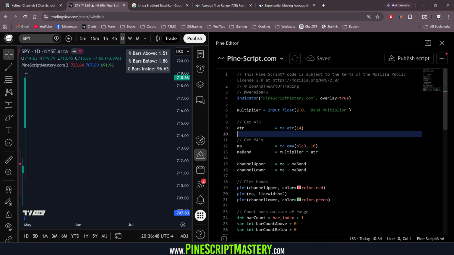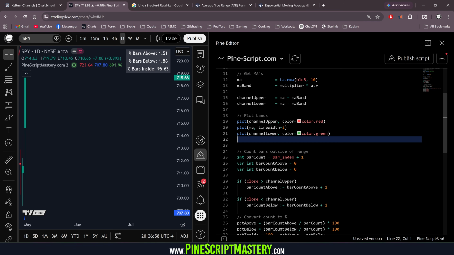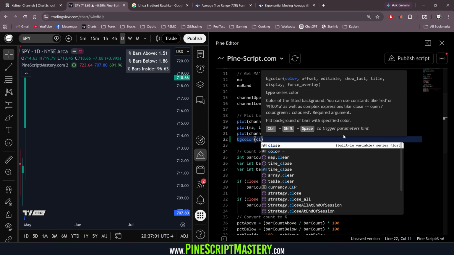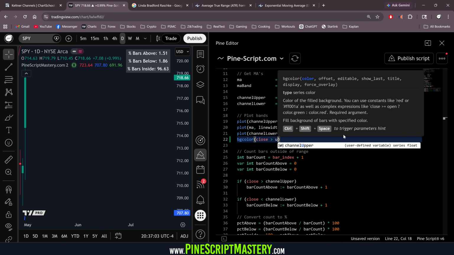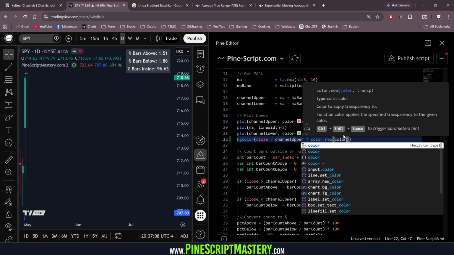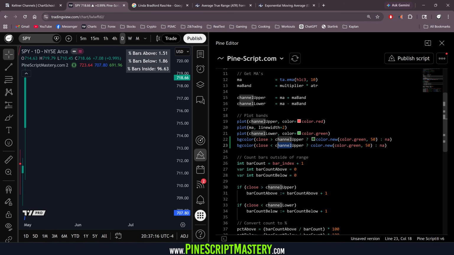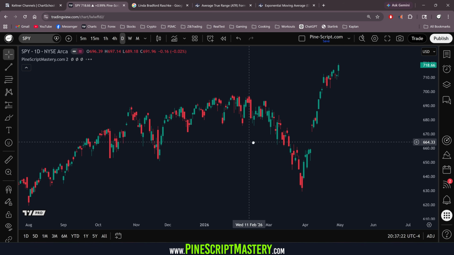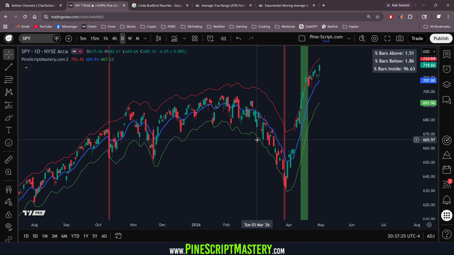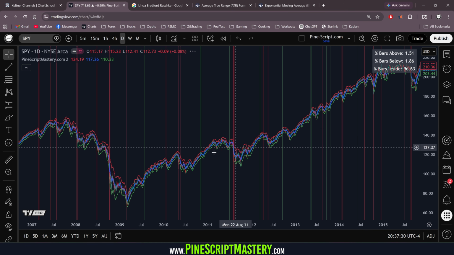And if we were to add to my code here, we could add a couple of BG colors here. We could add BG color close above upper channel upper question mark color.new color.green with 50% transparency, otherwise no color. I copy that, flip this and say lower channel, set this to red. We are now going to be highlighting when price is above or below these bands. And if we zoom out, you can see how rarely that happens.